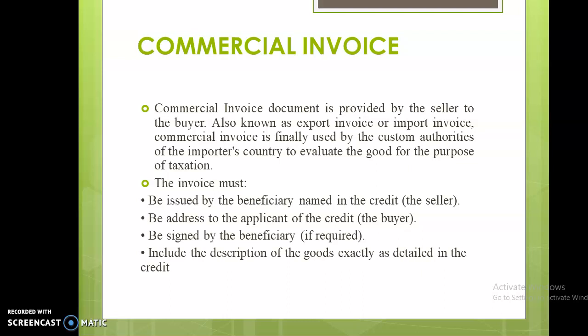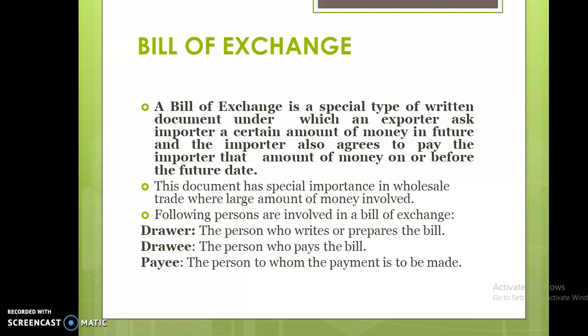So the invoice must be issued by the seller, the invoice will be addressed to the buyer, and it will be signed by the beneficiary. That's known as the commercial invoice.